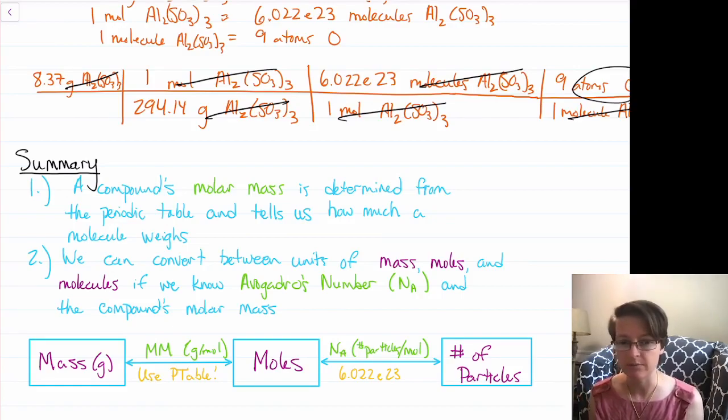Going from moles to the number of particles just requires us to remember Avogadro's number and that there's 6.022 times 10 to the 23rd particles per mole of a substance.